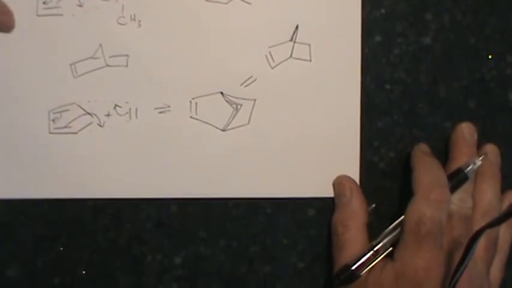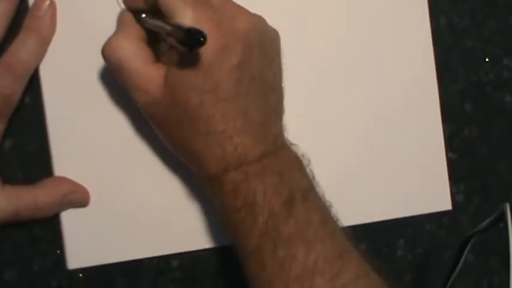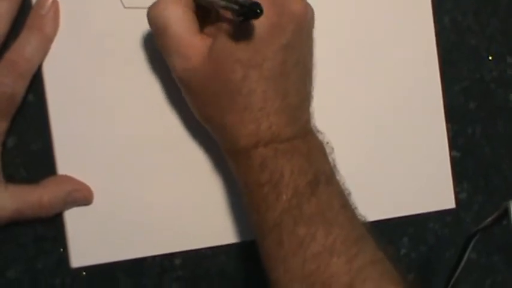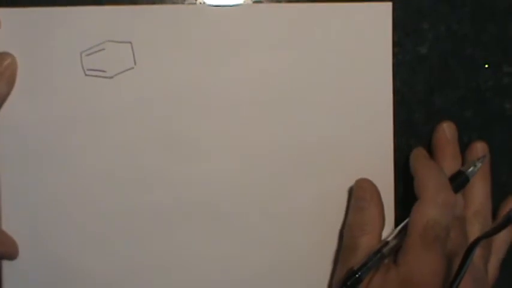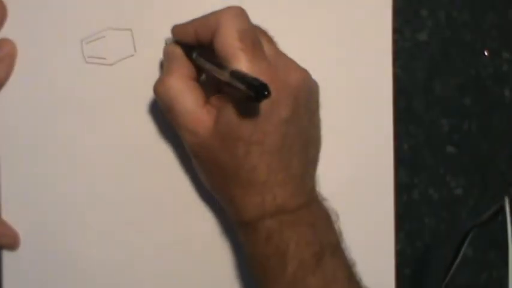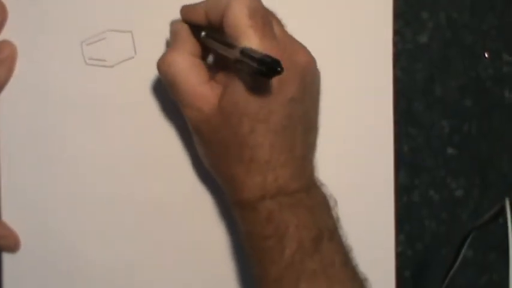a ring. Very interesting. What if we use a different sized ring? So how about a six-membered ring which has the diene built into it, and now we'll react it with an alkyne.